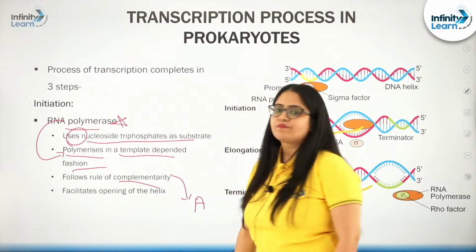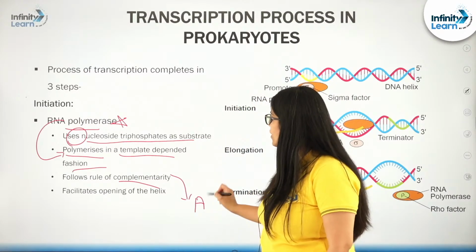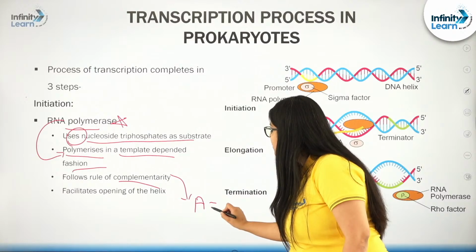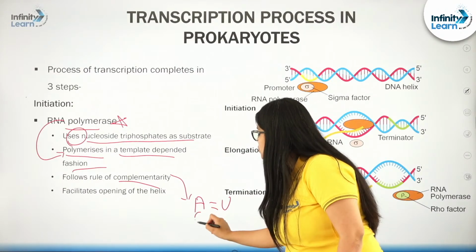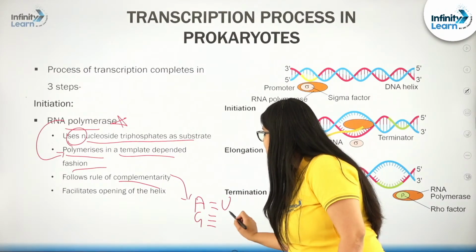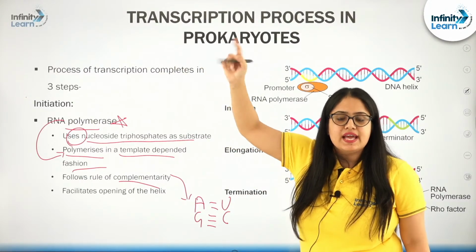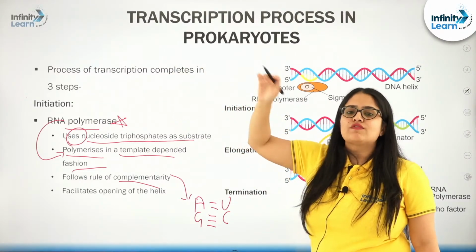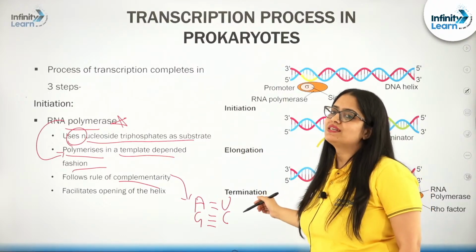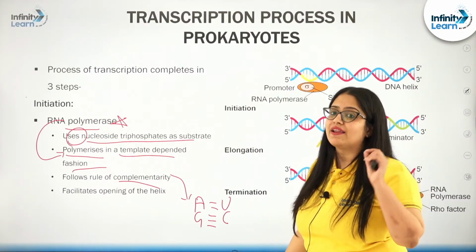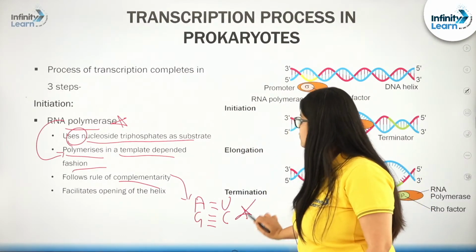that means opposite to A, who will come? U. And opposite to G, who will come? C. So, in place of thymine, since DNA has thymine, RNA will possess uracil. Not to forget, RNA will be single stranded.